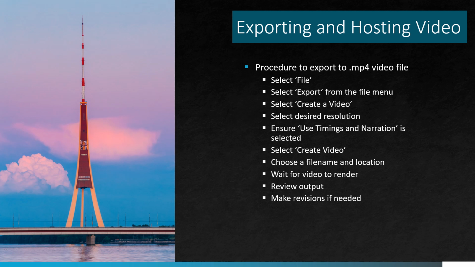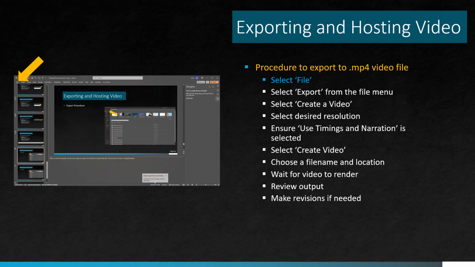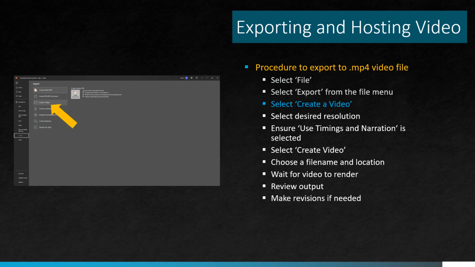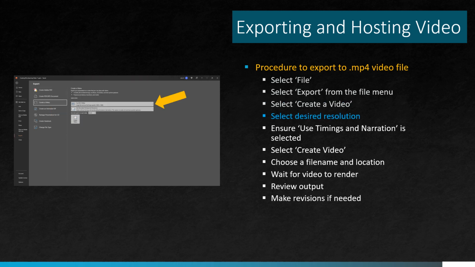Now that our deck is complete, we're ready to export our video and decide how we want to distribute it. With your presentation open, select the File option from the top of the screen. Then select Export from the list of options. You'll be presented with a number of export types. Select Create a Video. This will open the video creation dialog.